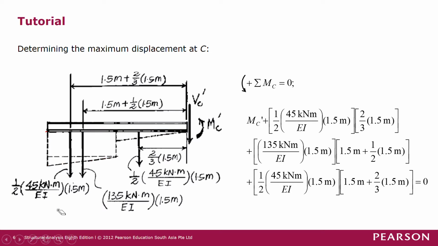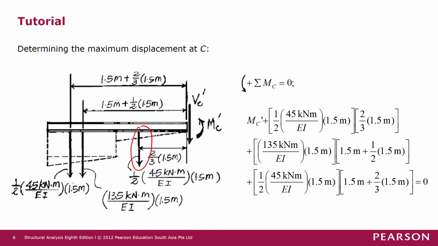In this case, we have three resultant forces. The first one is from this triangle, the second is from this rectangle, and the third is from this triangle. We have already determined these two in the previous solution, so we just need to determine this resultant here.